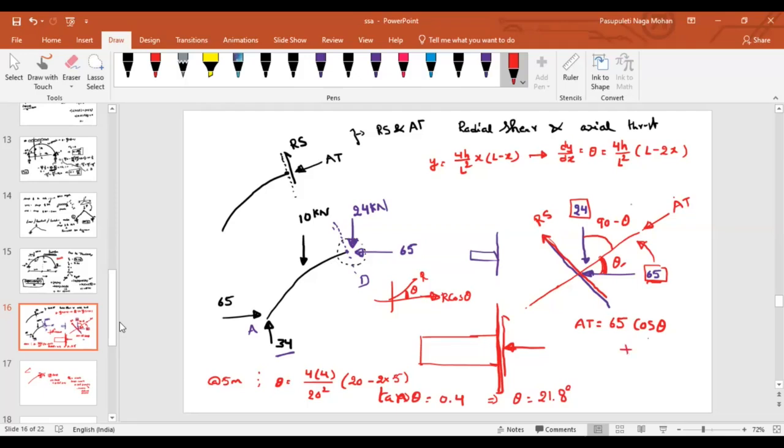What about because of this 24 force? Resolve this. How much will it be? 24, making the same plane, right? It is making an angle, so how much will it be? 24 into cos of 90 minus theta. So what is the axial thrust there? 65 cos theta plus 24 sin theta. Similarly, can you tell me what will be your radial shear?